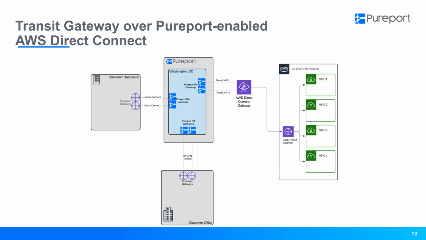So let me finish with a little bit of architecture discussion about the environment and talk about how the PierPort multi-cloud fabric enables connection to Transit Gateway over Direct Connect, and then we'll move into the demo part of today's session.